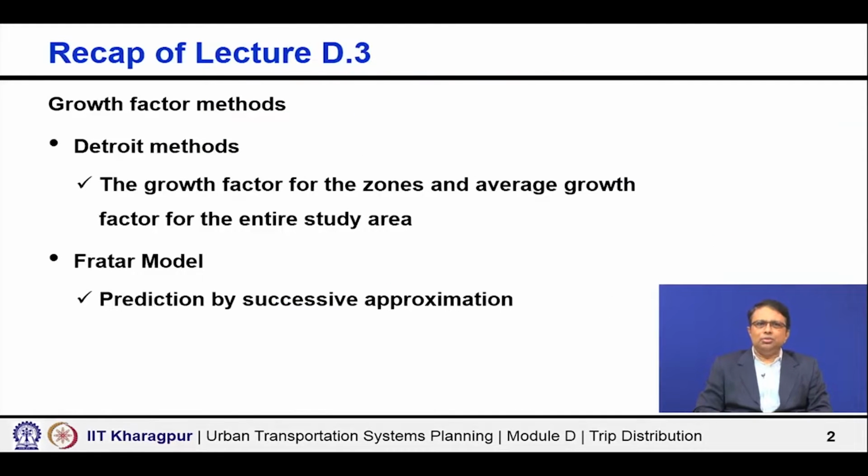In lecture 3, we discussed two specific methods which are also growth factor methods. They are called Detroit method and Fratar model. In each case, we discussed how these methods can be applied, and we took example problems to demonstrate the application of these methods for getting the future or horizon year or design year OD matrix to match the row totals and the column totals.